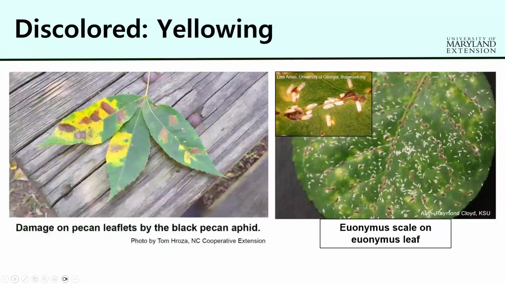And then our last type of yellowing. We can have yellowing from a significant piercing, sucking, feeding from our aphids, or other things like our scale insects, as we can see on our right.